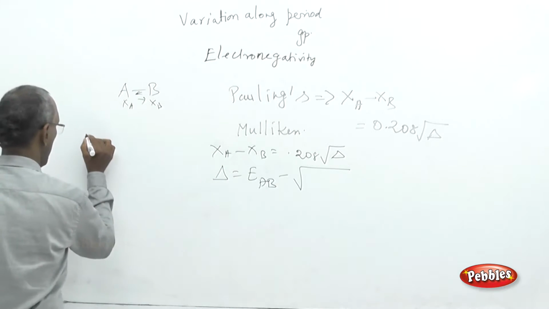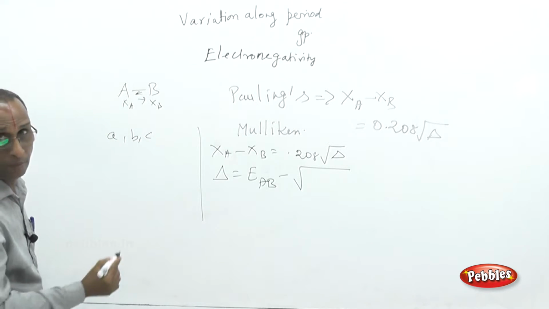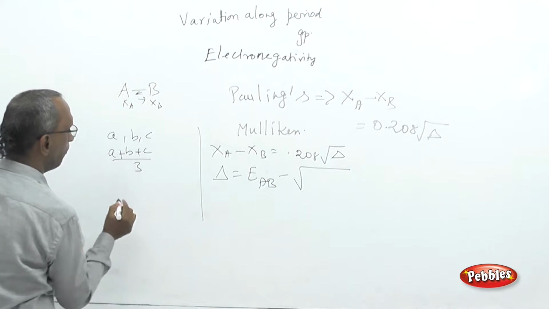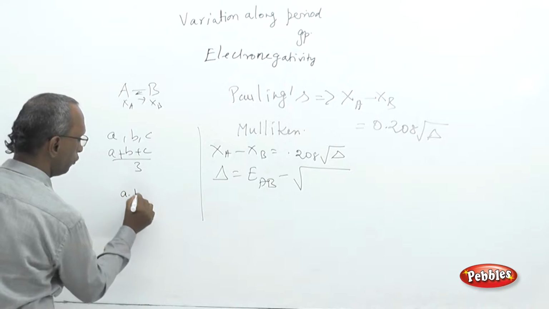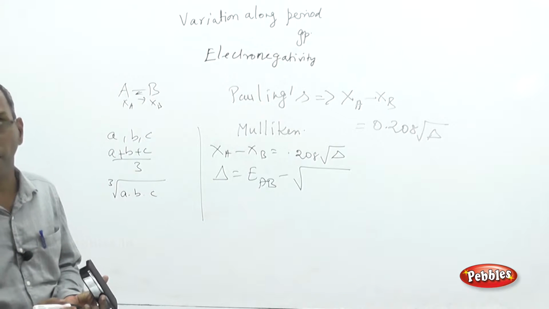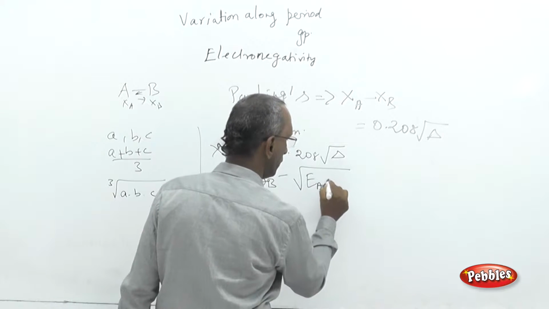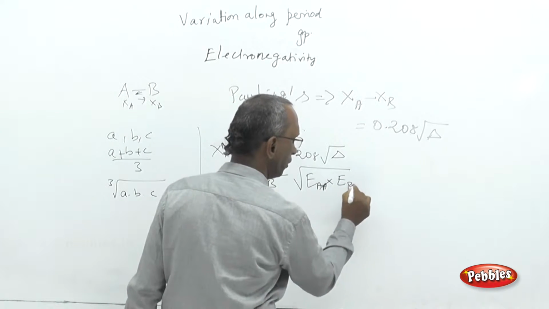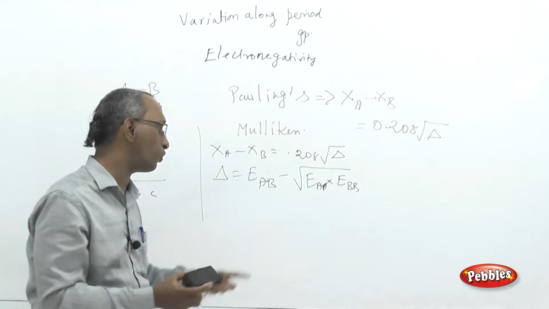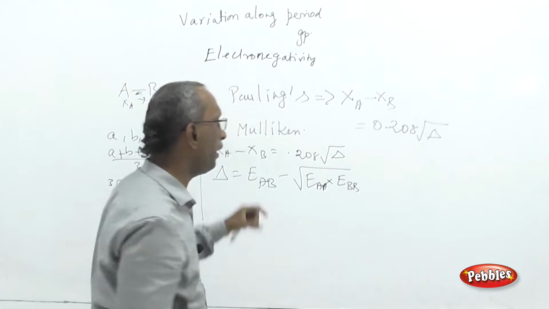For example, if you have three terms A, B, C, the arithmetic mean is A plus B plus C by 3. But geometric mean means A into B into C whole cube root. That is called geometric. Here also, the geometric mean of EAA and EBB: two terms are there, they are multiplied, followed by square root. This is called geometric mean. This is called delta. This delta has to be found.